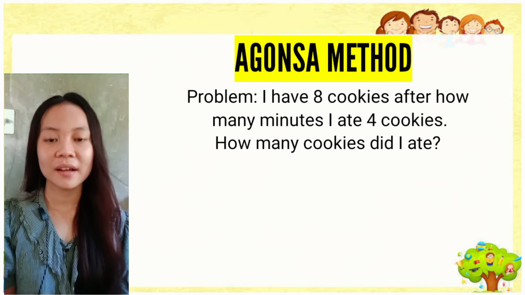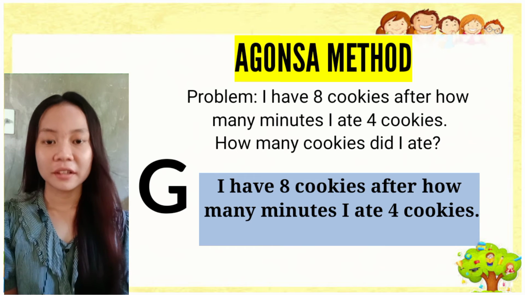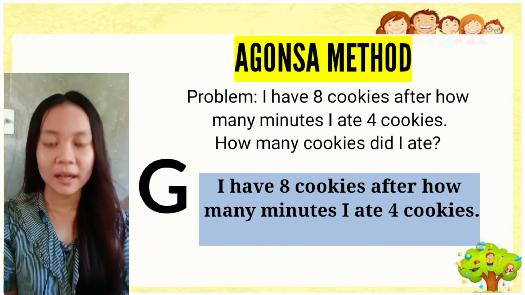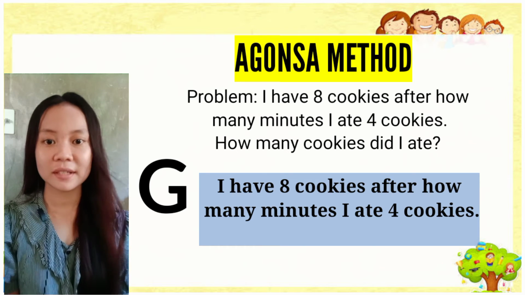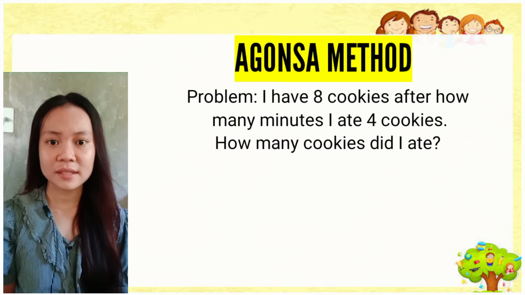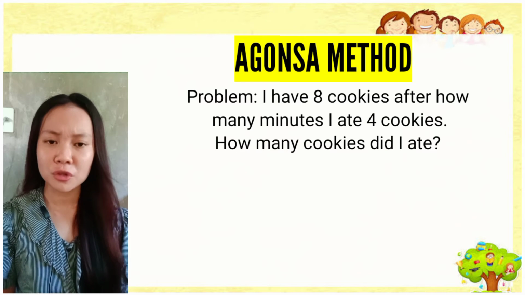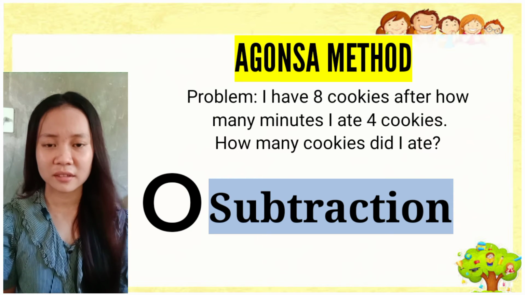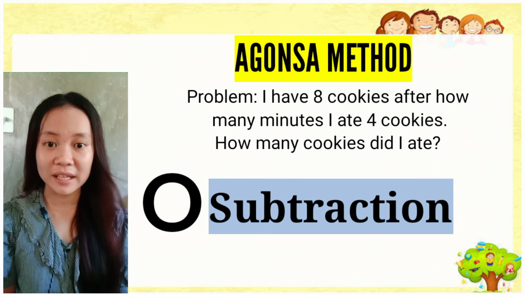And then next, we need to identify the given problem. So, the given problem is I have 8 cookies. And then, I ate 4 cookies. So, that is the given problem. And then next, what is the mathematical operation used in that problem? So, ask yourself, what is the operation used in that? So, the mathematical operation used is the subtraction.